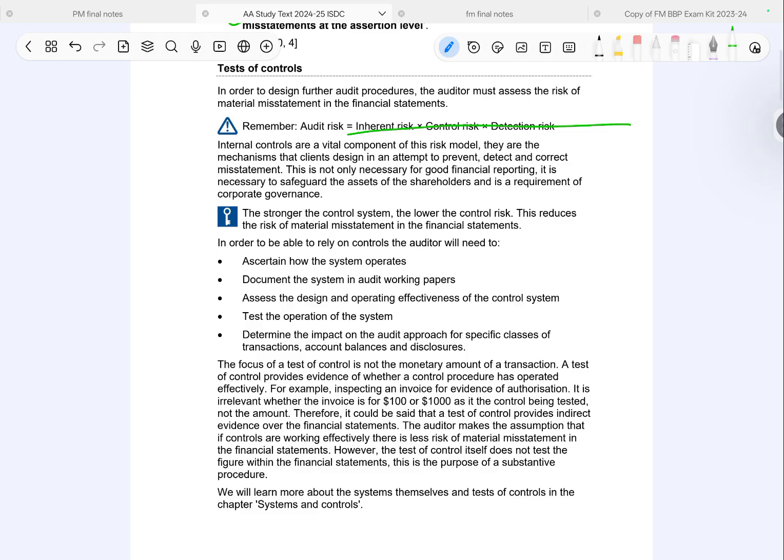Now, here is the key idea. Test of controls are not about amounts. For example, checking whether an invoice is authorized. It doesn't matter if it's about 100 or 1000 rupees. You're testing the control, not the number. So, test of controls give indirect evidence. If controls are strong, there's less chance of errors. But they don't actually verify the figures. That's where substantive procedures come in. They directly test the numbers in the financial statements.